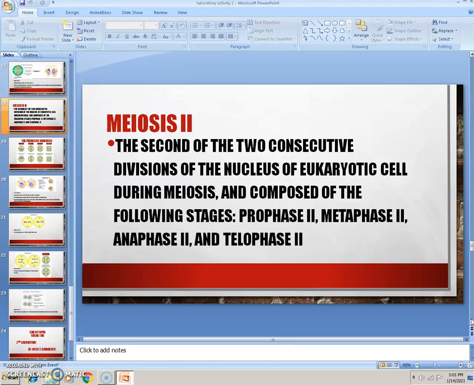Meiosis 2 is the second of the two consecutive divisions of the nucleus of a eukaryotic cell during meiosis, and is composed of the following stages also: prophase 2, metaphase 2, anaphase 2, and telophase 2.